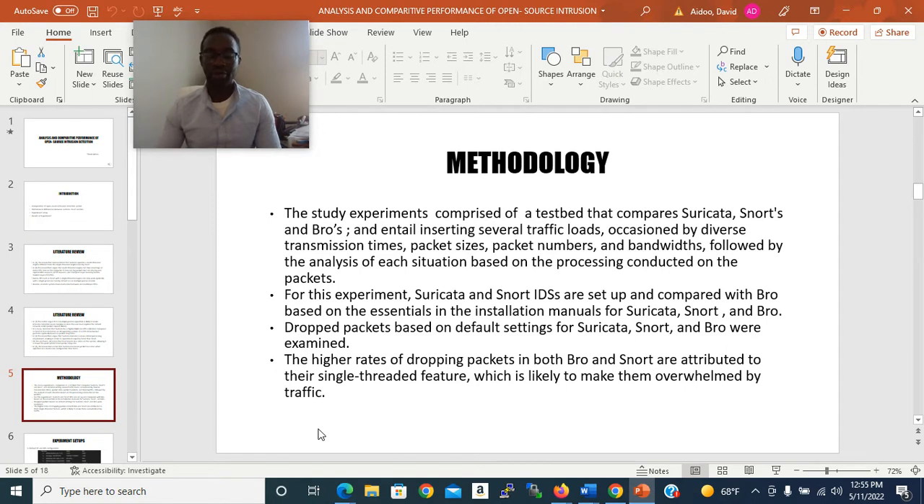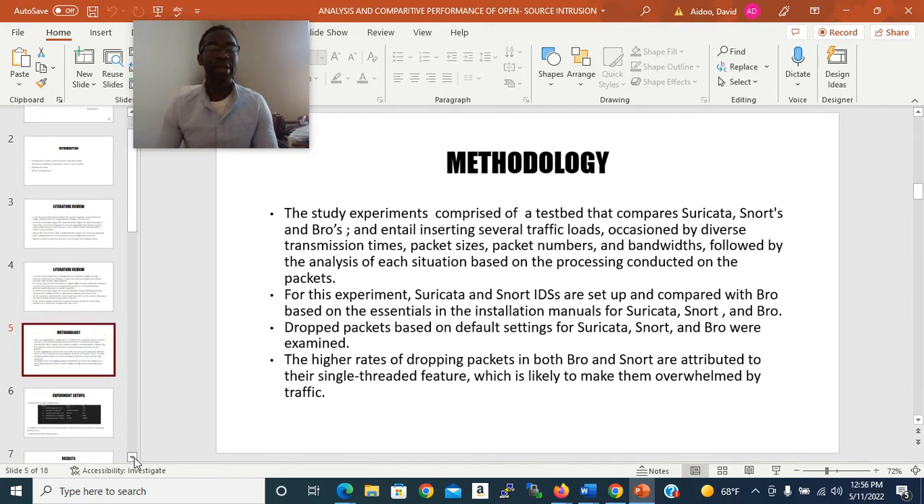For my method, I set up a test bed that compares Suricata, Snort, and Bro. I also analyzed every situation of my test based on the processing conducted on the packet. For this experiment, I want to point out that Suricata and Snort IDSs are put together and compared to Bro. I also examined dropped packets based on default settings for these three IDSs, which are Suricata, Snort, and Bro.